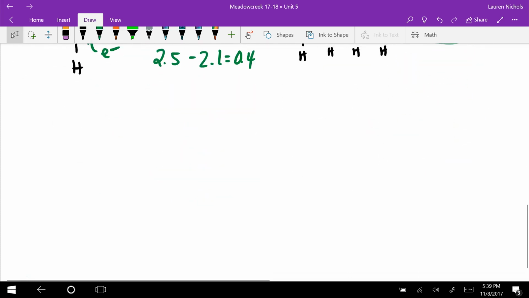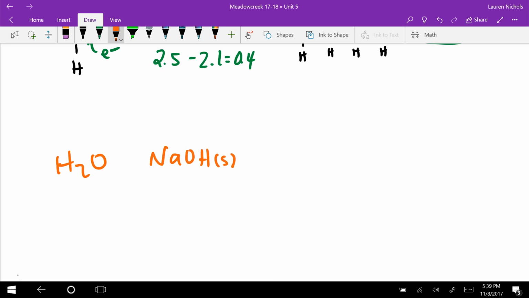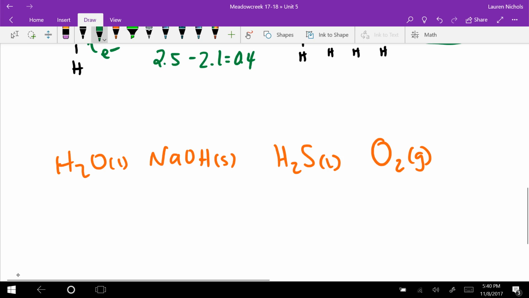So one thing that you might need to look at is how to tell all of these things apart. So let's say we have a few molecules. This was the warm-up in class this morning, where you had to look at H2O, NaOH, which is a solid at room temperature, H2O is a liquid, H2S, which is also a liquid, and O2 gas, because remember oxygen is diatomic, and this is talking about at room temperature. So if we're looking at these and trying to decide, okay, what type of forces are present?